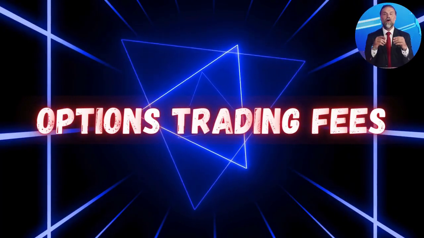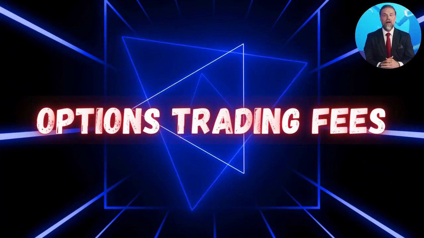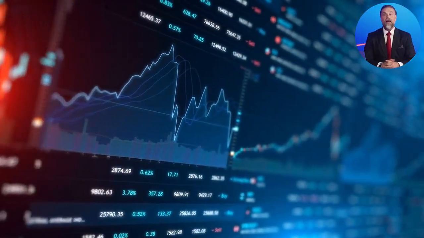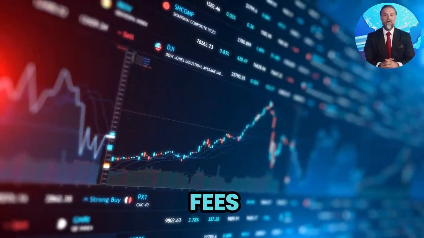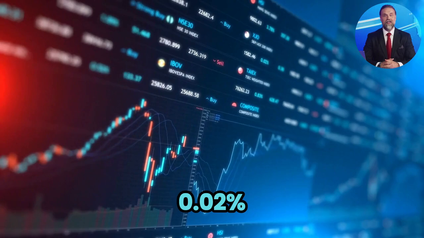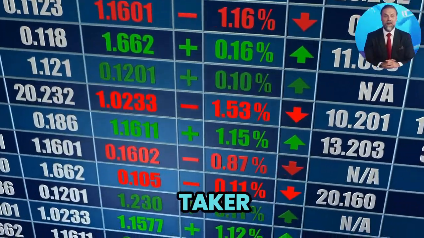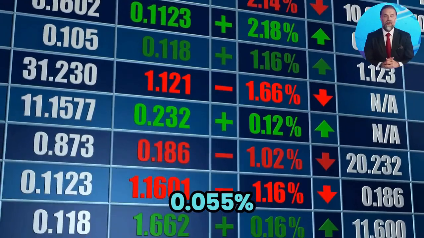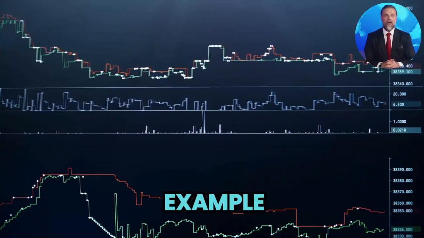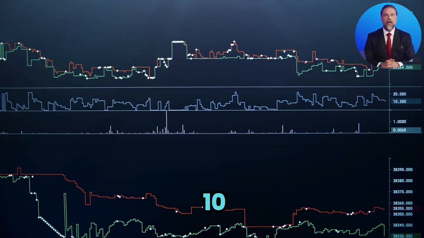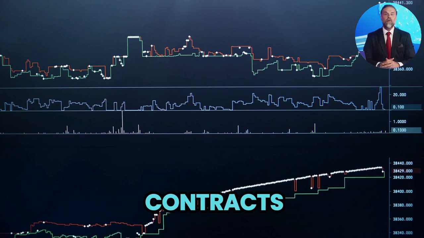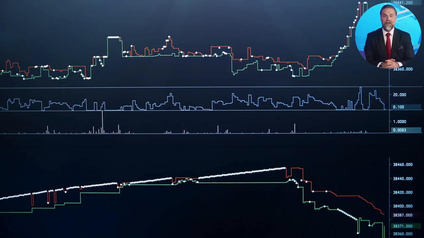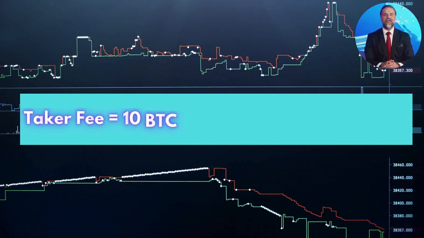Bybit also offers options trading. The fee structure for options is straightforward. 1. Maker fees, 0.02%. 2. Taker fees, 0.055%. For example, if you buy 10 BTC worth of BTC perp contracts using a market order at $50,000 each, the taker fee would be calculated accordingly.